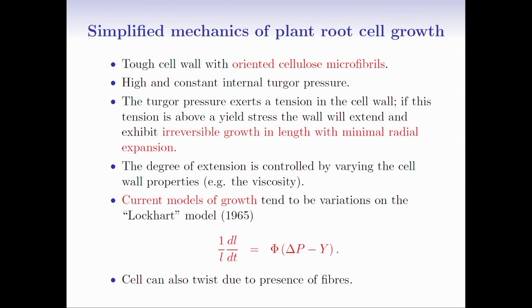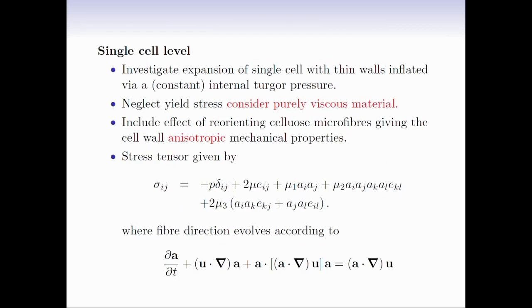So people have used models of growth for a long time, which tend to be variations on this Lockhart model from 1965. So this says that the relative elongation rate, so here L is my length and T is time, so how quickly my cell grows, is proportional to how much my pressure is above my yield, with some constant of proportionality, which is my extensibility. And cells can also twist due to the presence of these fibers, so they're going to elongate and they're going to twist. What I'm trying to understand is how all of that works.